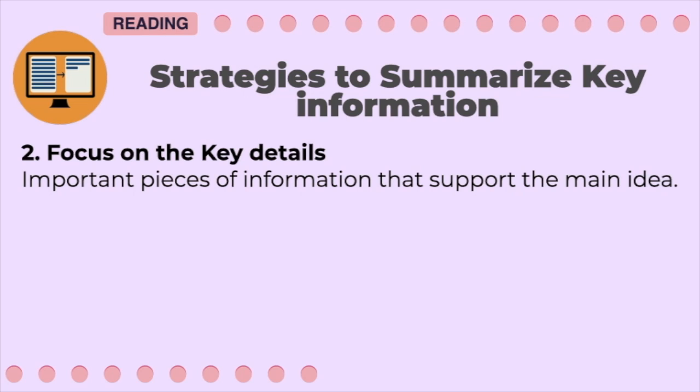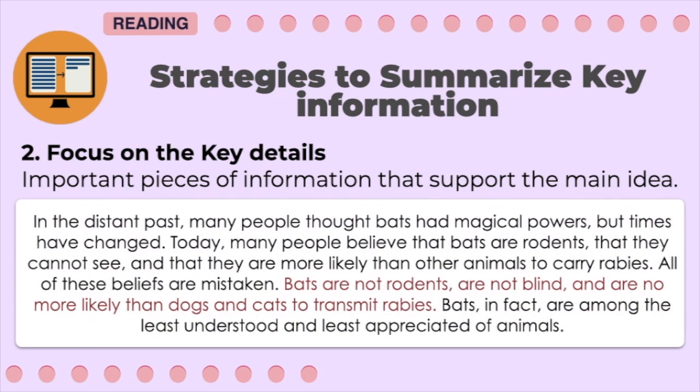Focus on the key details. Look for the important pieces of information that support the main idea. In the same text, the highlighted words are the details that support the main idea that bats are among the least understood and least appreciated of animals because they are not rodents, are not blind, and are no more likely than dogs and cats to transmit rabies.